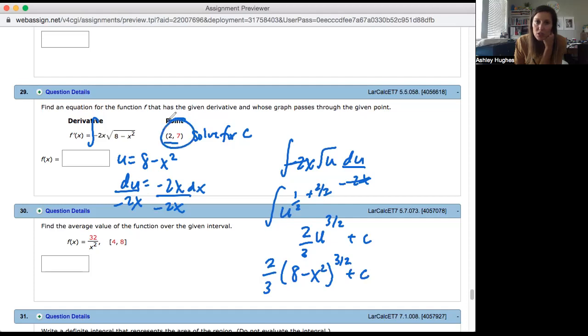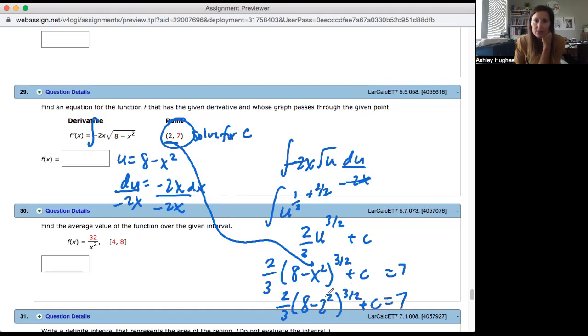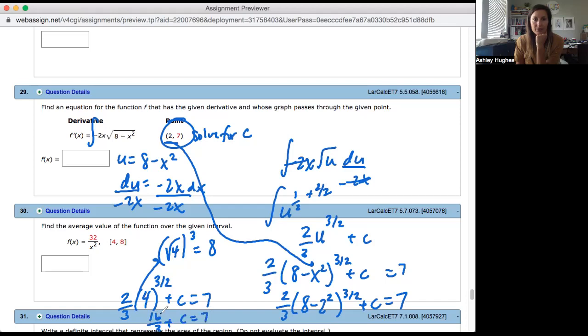Now I'm going to use this to solve for c. So you're going to plug in 2 and set it equal to 7. So 2/3, 8 minus 2 squared to the 3/2 plus c equals 7. 2 squared is 4, 8 minus 4 is 4, so we have 2/3, 4 to the 3/2 plus c equals 7. So this is the square root of 4 cubed. That's 2 cubed, which is 8. So 8 times 2 is 16, so 16 over 3 plus c equals 7.